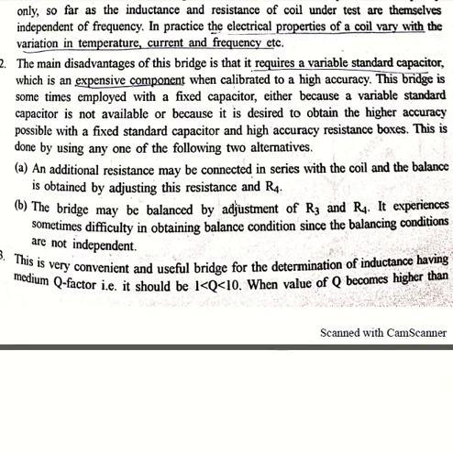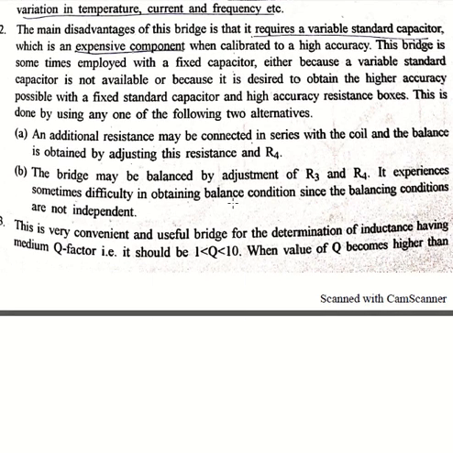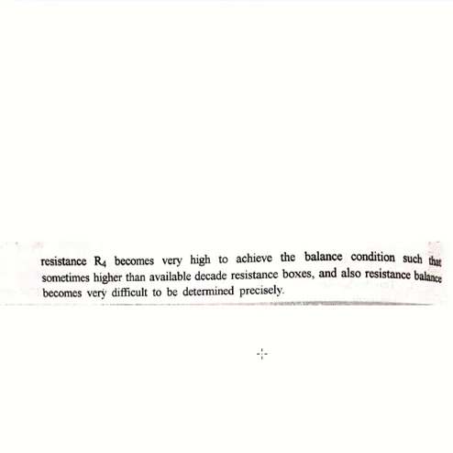The third one is that this is a very convenient and useful bridge for determination of inductance of medium quality factor. It should be between 1 to 10. When the value of Q becomes higher, the resistance R4 becomes very high to achieve the balance condition, sometimes higher than available decade resistance boxes, and also the resistance balance becomes very difficult to determine precisely.